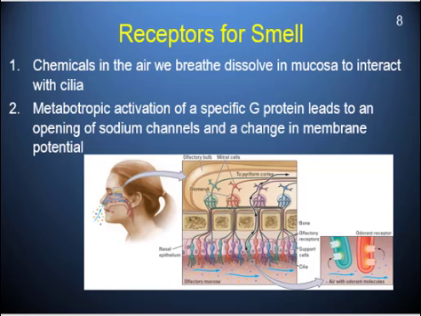It activates a metabotropic receptor, which has a specific G protein coupled opening. Again, that's one of those ones where it has a metabotropic receptor. When the chemical that's in the air binds with it, it releases a second protein that goes and opens a sodium channel, and that's what causes the action potential.